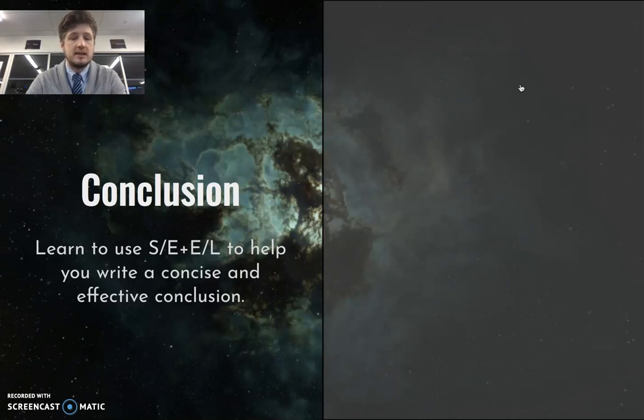Now this is the part where you are going to analyze your results and start to unpack what those results were and why they showed what they did. If there are any patterns or an absence of a pattern, and how those patterns would have come about or why there weren't any. There's a good structure to do this, and we're going to unpack that as well today, and that's called SEAL, which you can see here, S/E+E/L.